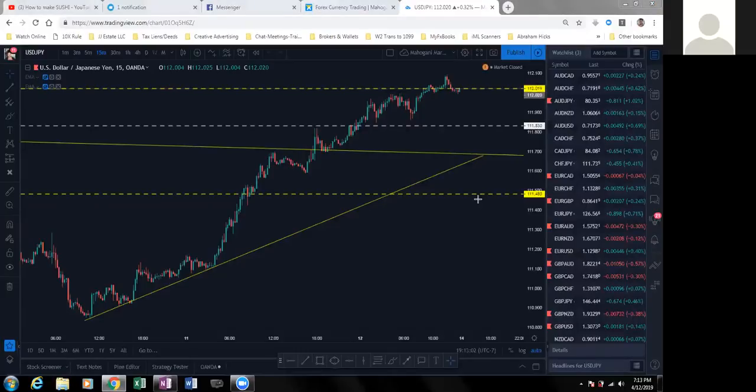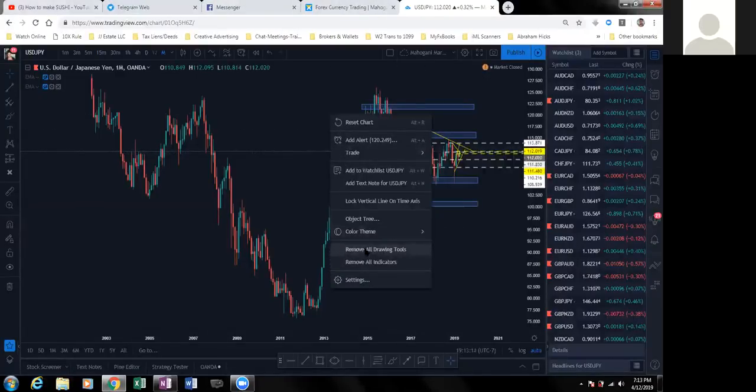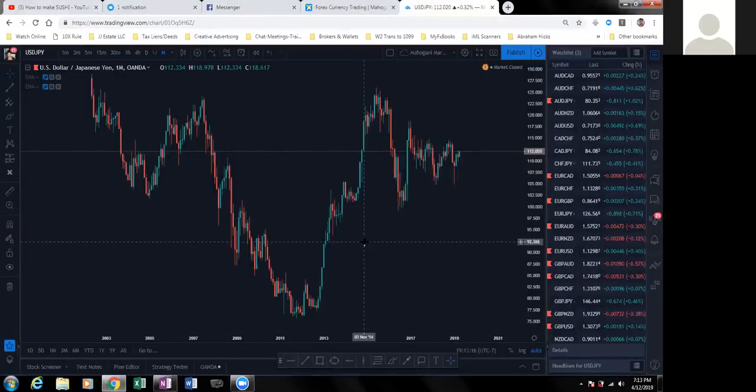Okay, so right now we have the US dollar, Japanese yen. As you can see, I have it all marked up. And in my markups, I'm going to actually clear this for you guys and start from the beginning.